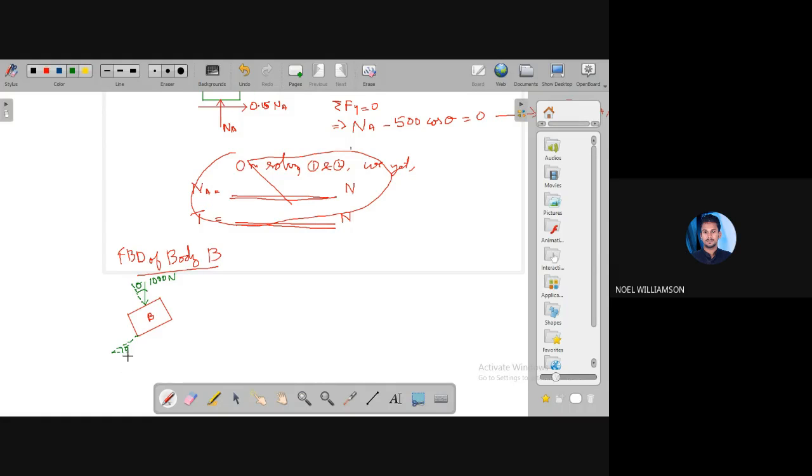Isn't it, these two lines are perpendiculars of the two lines. That's why this is also theta.